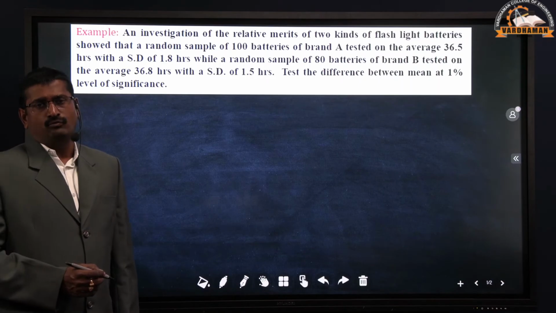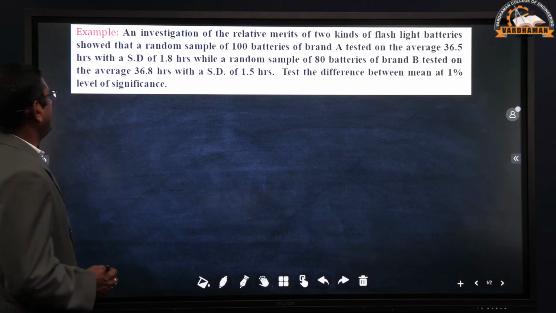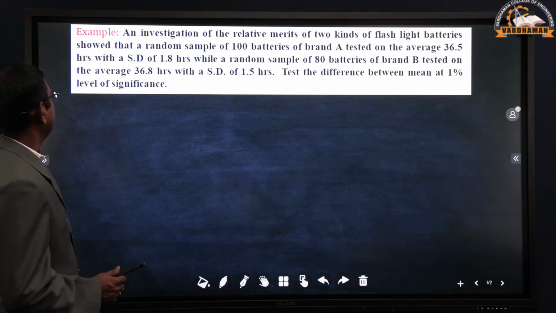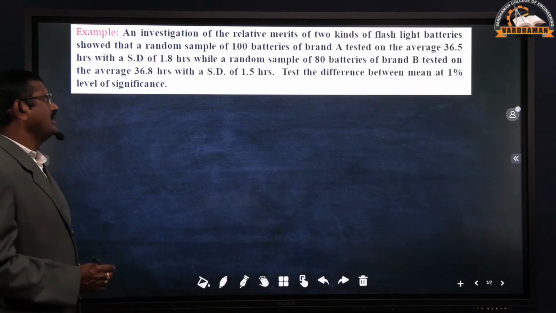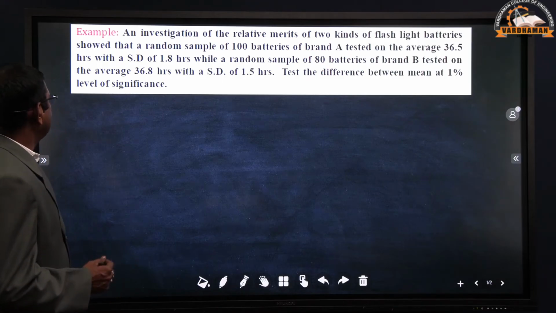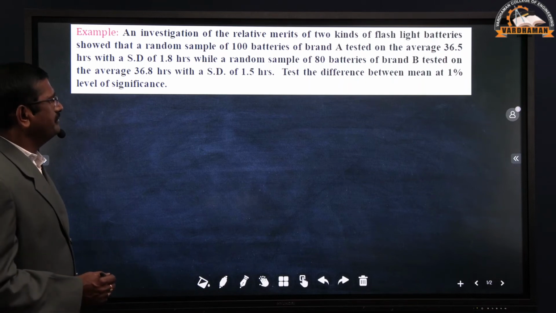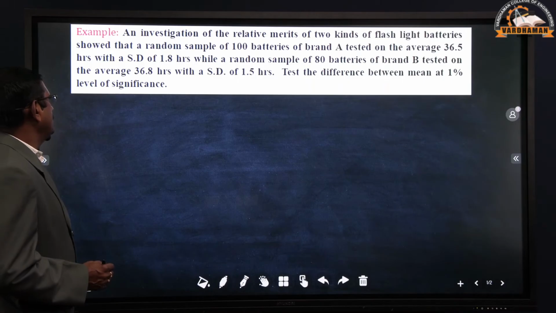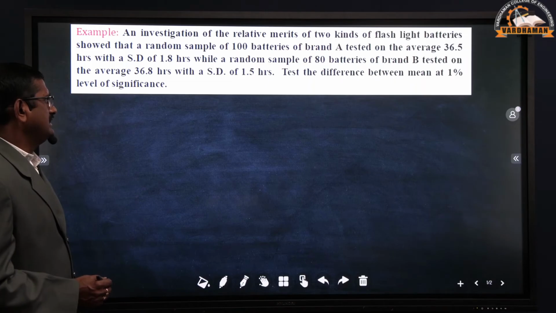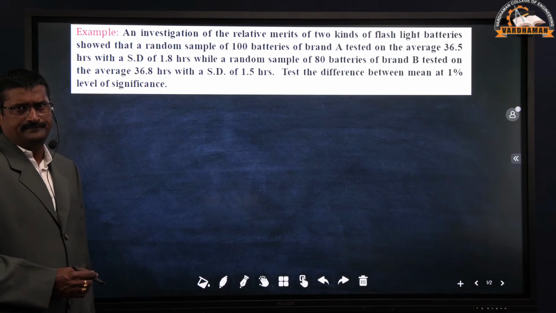Now we'll discuss one more example based on difference of means. If you see this problem, an investigator of the relative merits of two kinds of flashlight batteries showed that a random sample of 100 batteries of brand A tested on the average 36.5 hours with a standard deviation of 1.8 hours, while a random sample of 80 batteries of brand B tested on the average 36.8 hours with a standard deviation of 1.5 hours. Test the difference between means at 1% level of significance.